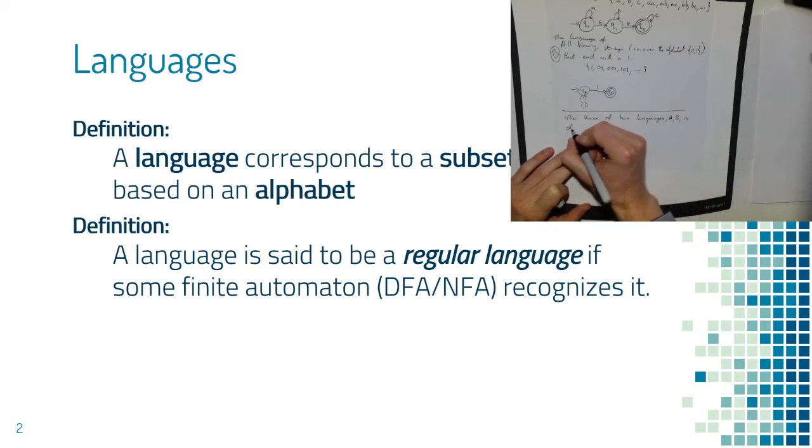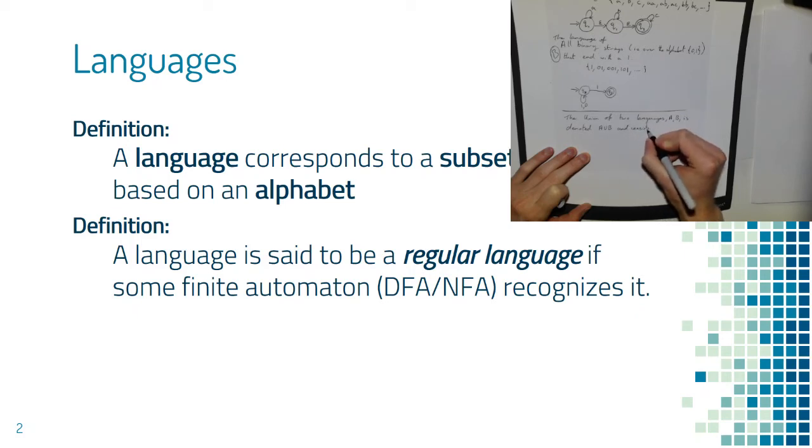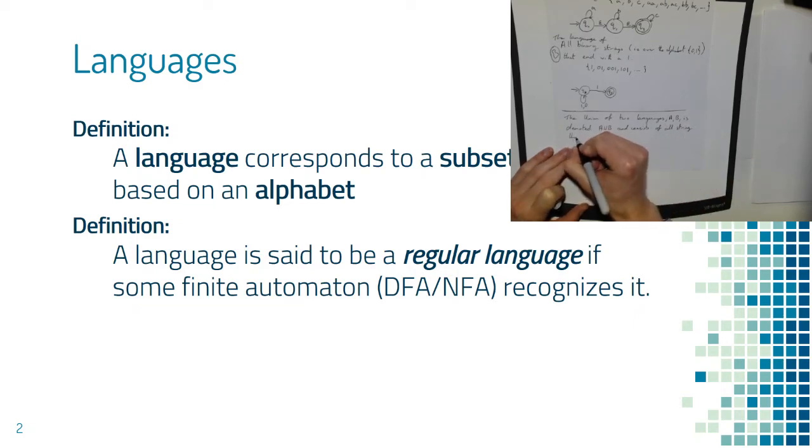Is denoted A union B and consists of all strings that belong to A or belong to B.